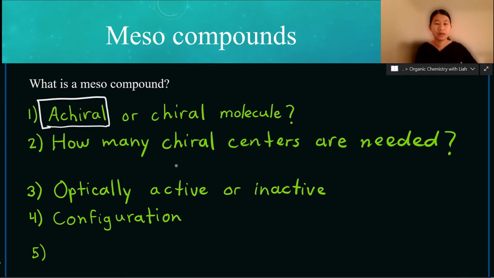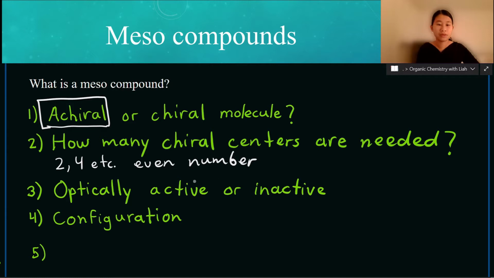Now, for the second part, how many chiral centers are needed for a meso compound? Do they need none? Do they need a few? How many do they need? Well, it turns out that meso compounds have an even number of chiral centers. So it could be 2, 4, etc. They just have to have an even number of chiral centers.